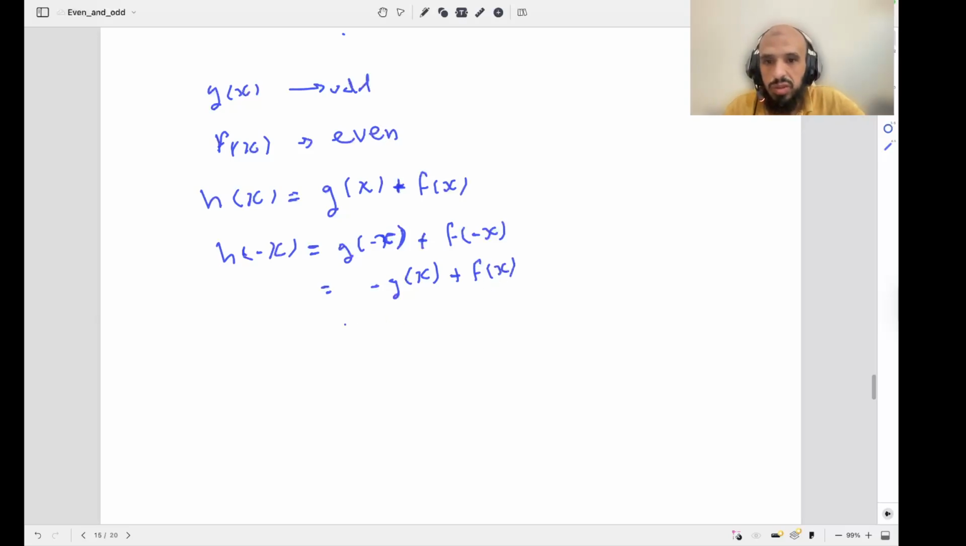Okay, so what is the relation between h of x and h of negative x? h of x is not equal to h of negative x, and h of x is not equal to negative h of x. So it's neither even nor odd.